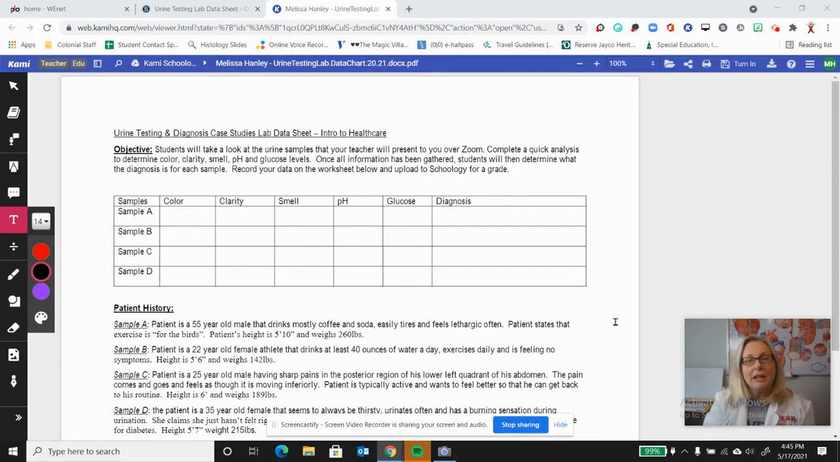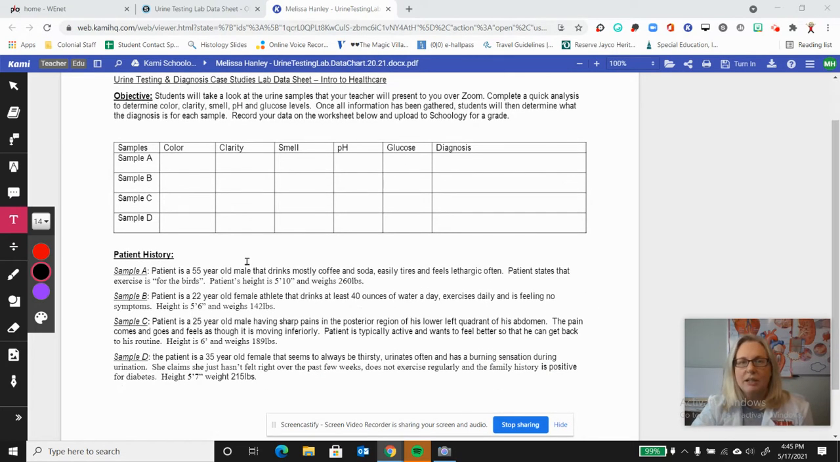So we're going to be looking at 4 studies today, 4 different samples. I have the 4 samples in front of me. I'll show them to you in a moment. This is where you're going to record your data for each of the 4 samples. Now, we do have a little bit of patient history here below. This gives us a little bit of information about the patient before we start testing their urine. Notice we're testing all of the things that we learned yesterday.